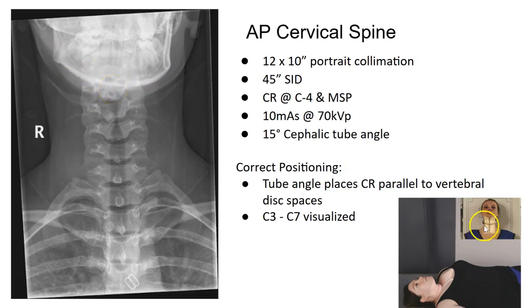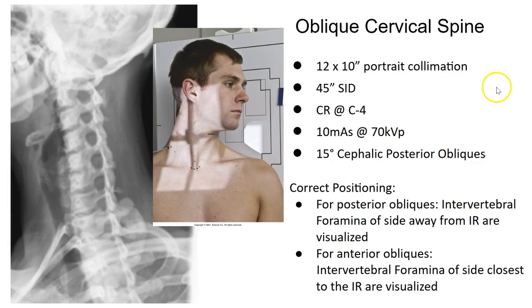If you notice the model here, she's looking straight ahead and her mandible, her jaw, is raised. Now I don't want you to exaggerate it, but slightly raise that chin so that it's not overlying C3. So that would be the one suggestion to improve this radiograph. Otherwise, it's very nice. All right, next we're going to do our obliques.